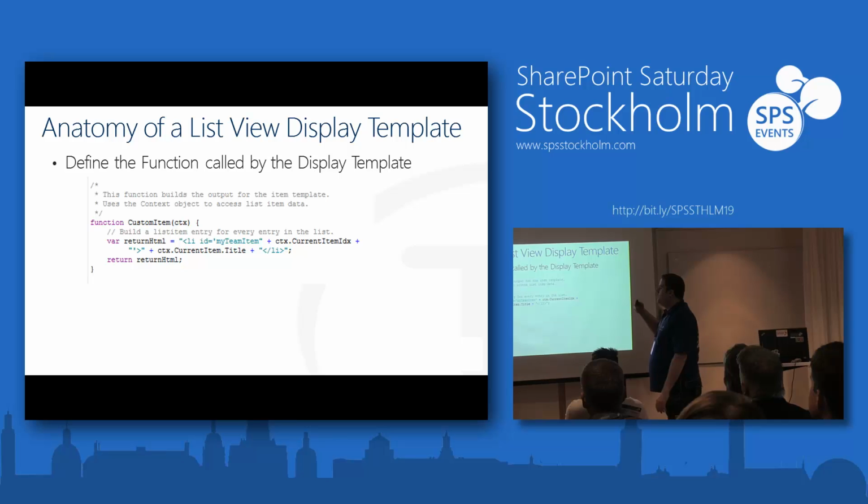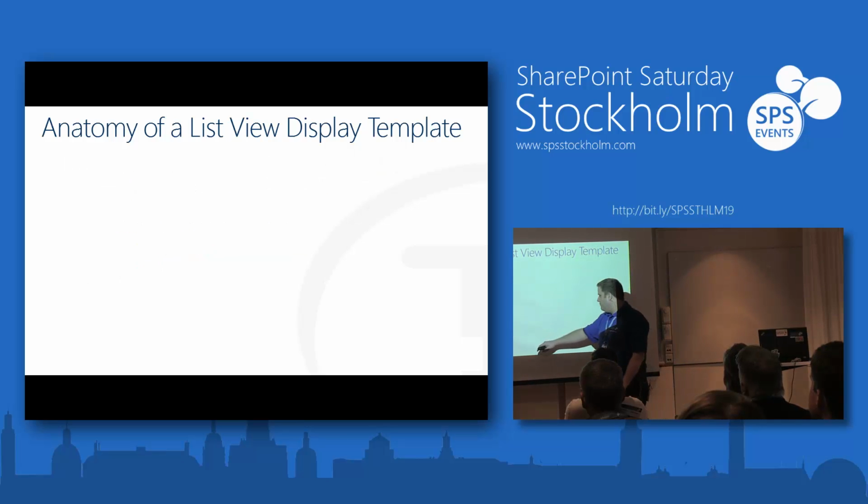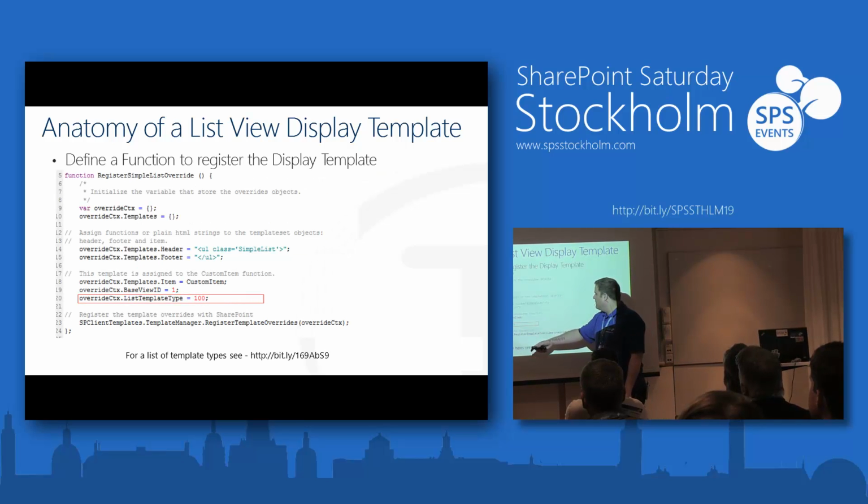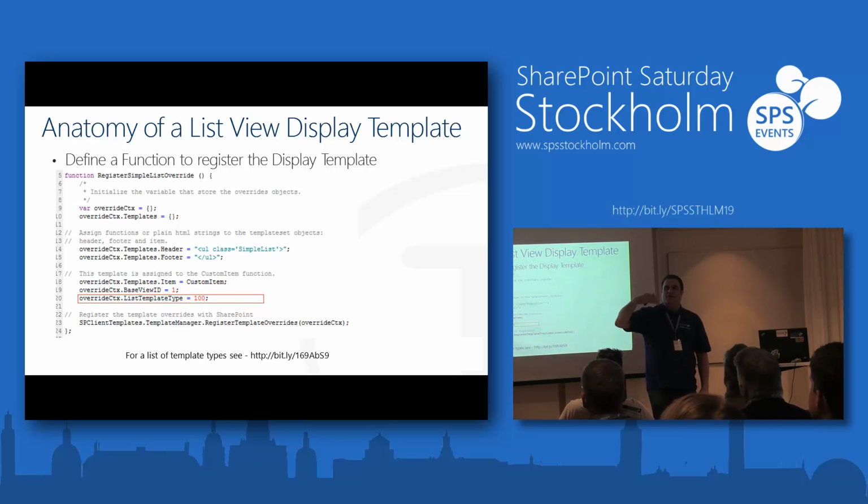So the function that we're calling, we've got one here that says custom item. What this is saying is basically, when you render the list view, call this function for every single item in the results. So if you've got 100 list items on your page, it's going to call the next function 100 times.